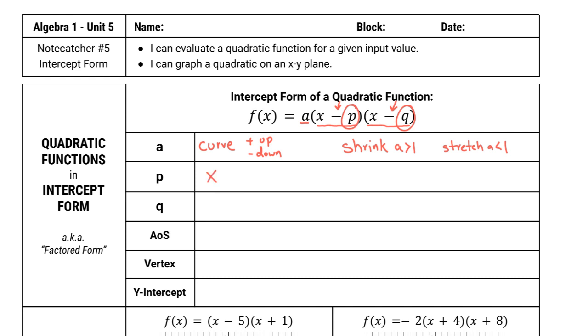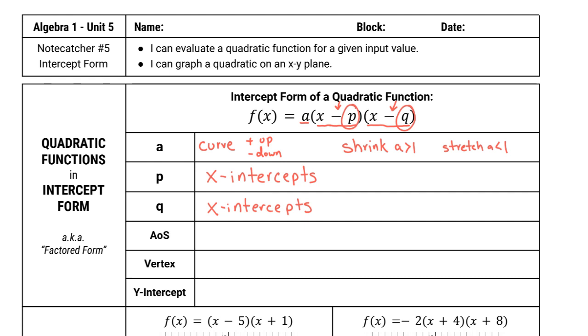These are just our x-intercepts. Both P and Q will be our 2 x-intercepts. And like we saw in the form, these are going to be the opposite of whatever the sign is in the function. So if it's subtract P, that means that P is a positive. If it's plus P, that means that P was a negative.